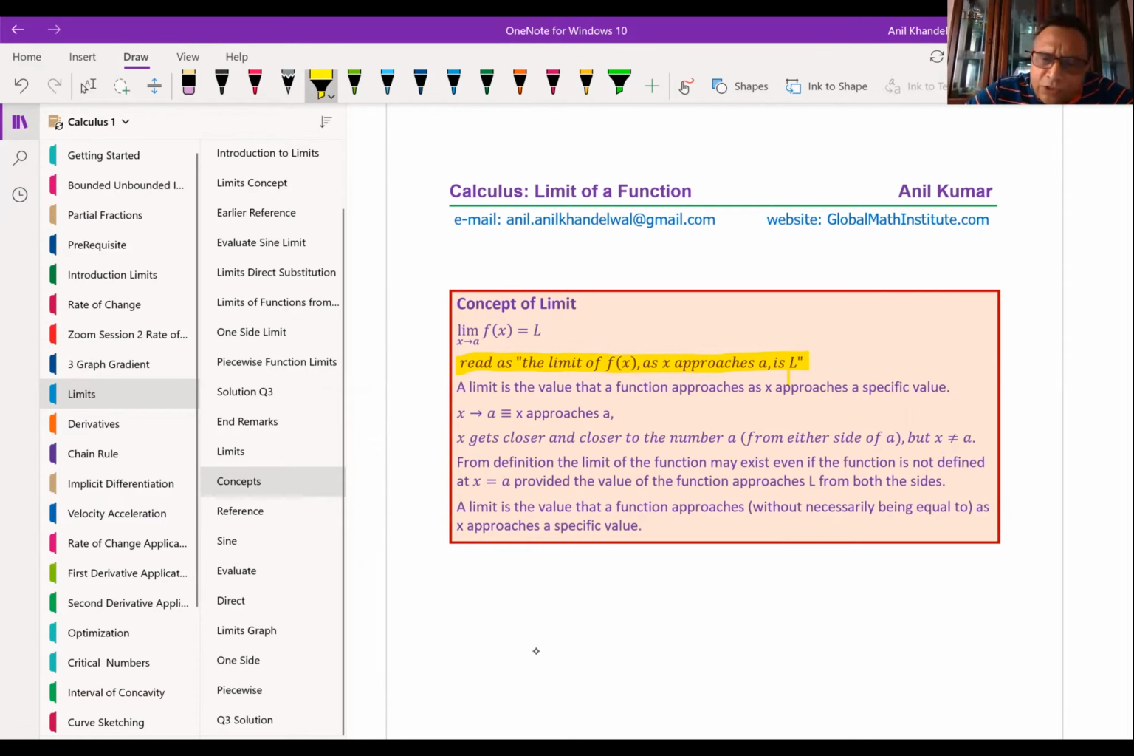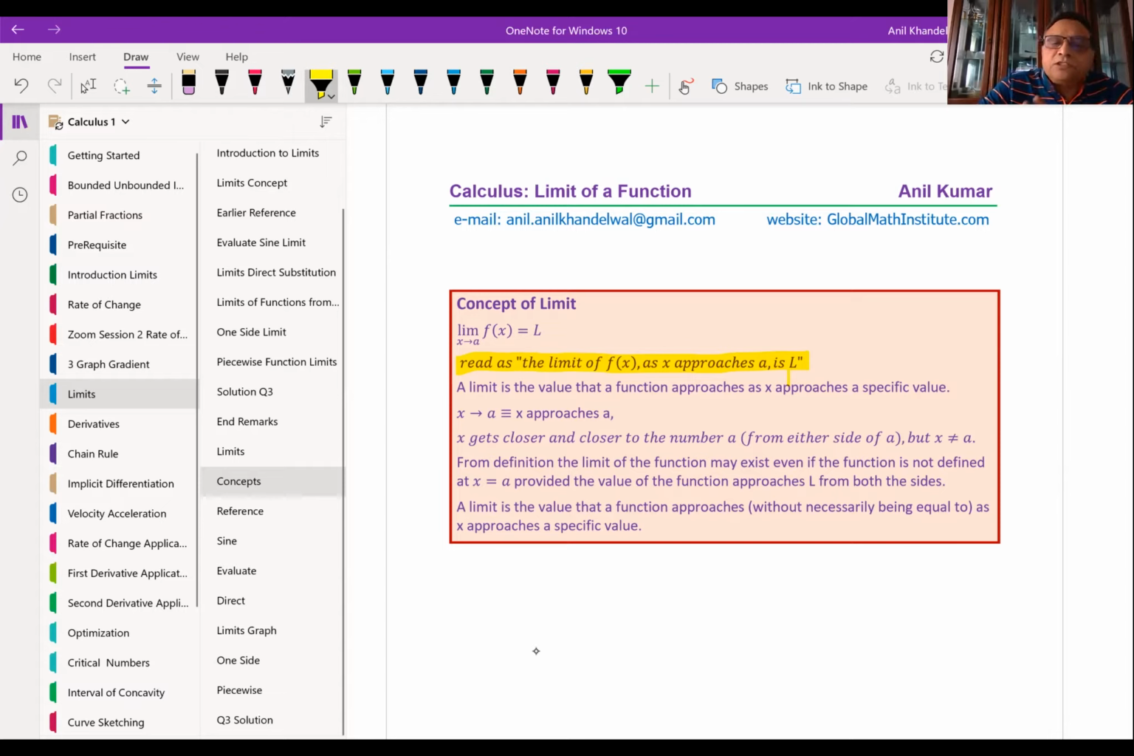Now, I will dissect this statement to really understand the concept. So I've written 4 or 5 statements here. The first one is, a limit is the value that a function approaches as x approaches a specific value.